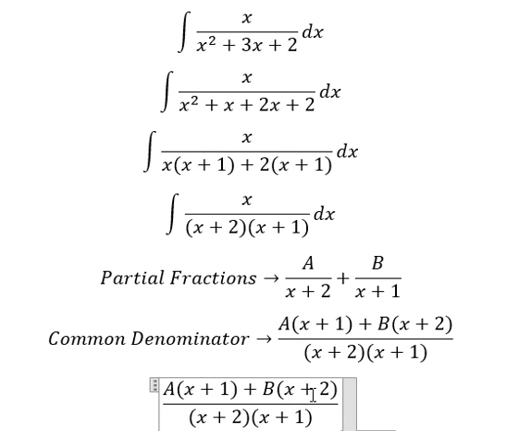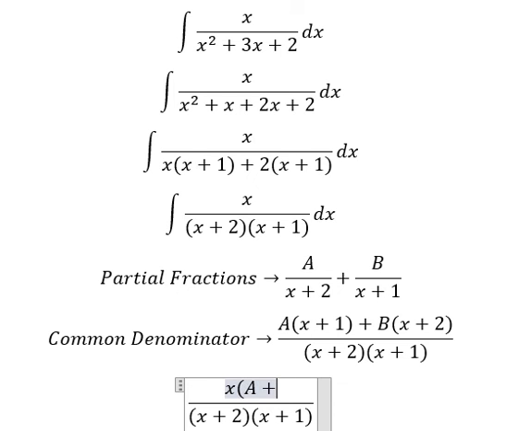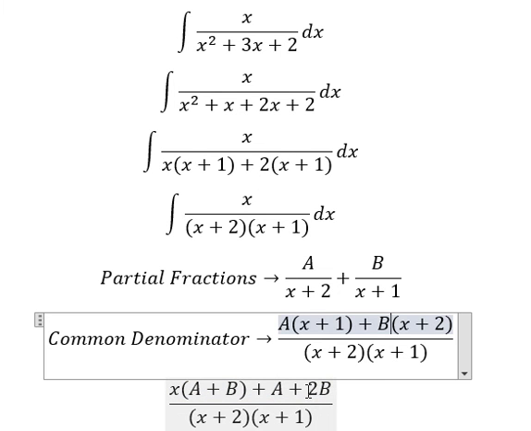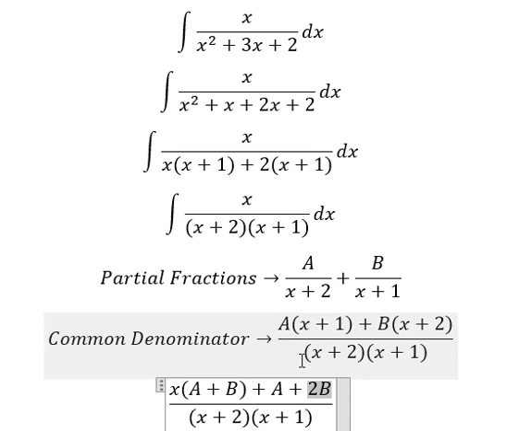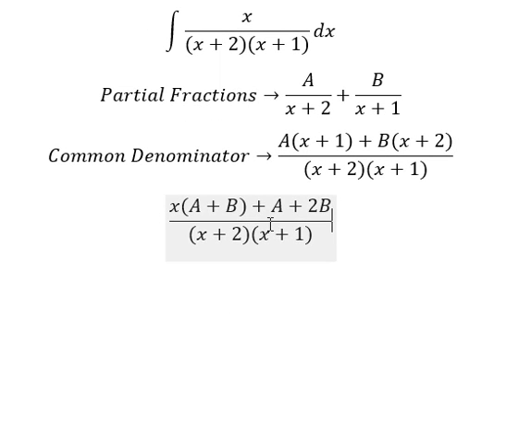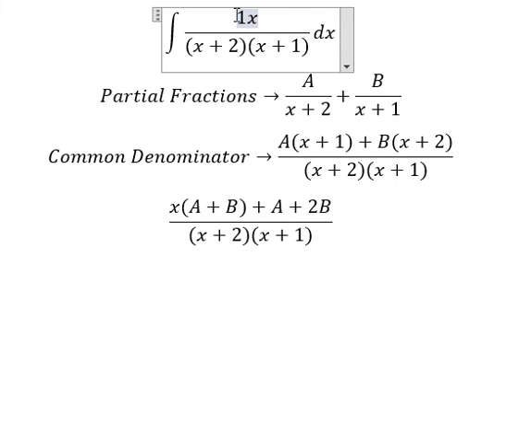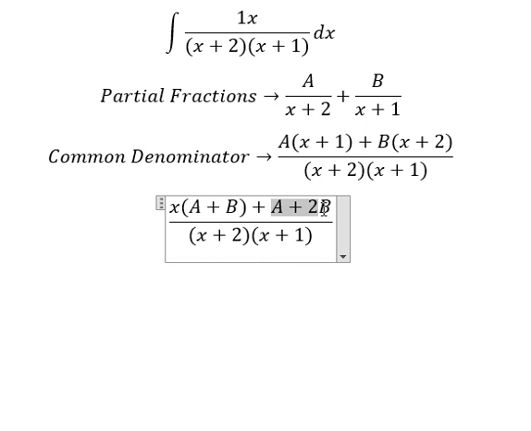And now we need to arrange based on the terms of s. So B with number 2, that's why we have 2B. A with number 1, we have A. And now we need to compare coefficients. We have s, so coefficient of s is number 1. So A plus B equals number 1. We don't have the numbers in here, so this one equals number 0.